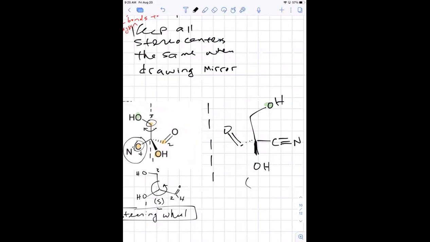R. It's got to be R, right? Because it's the mirror image. All right, it's got to be R. That's exactly right.